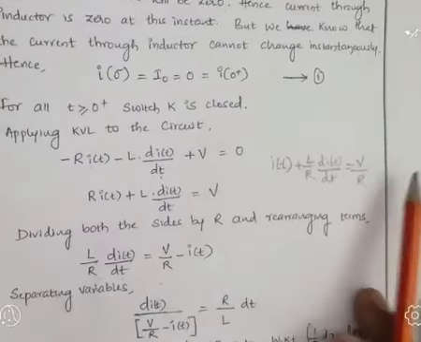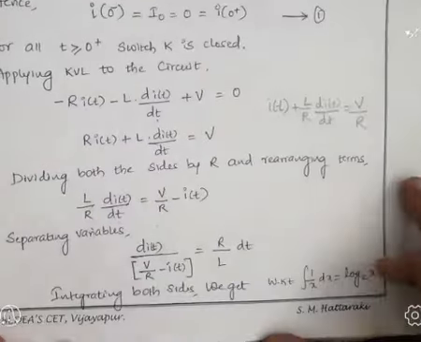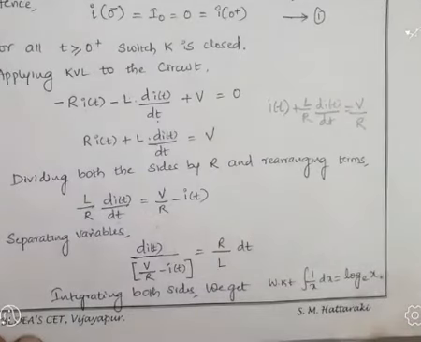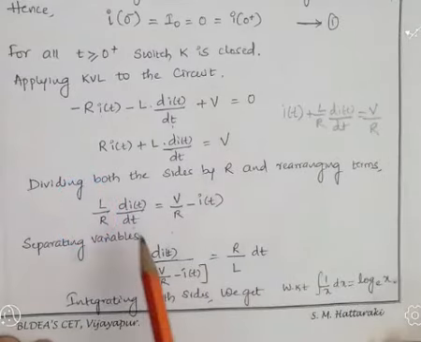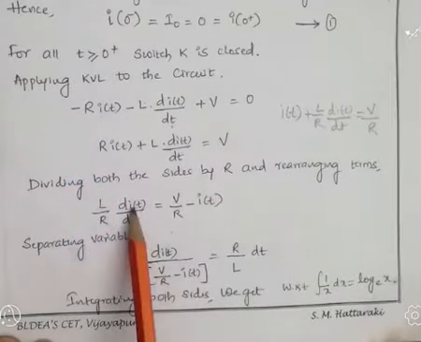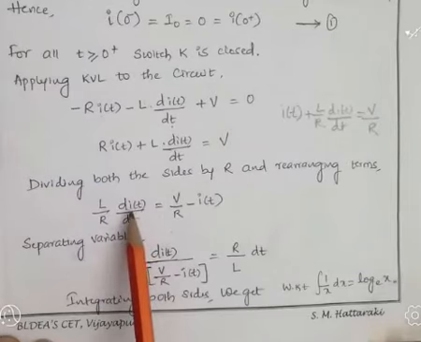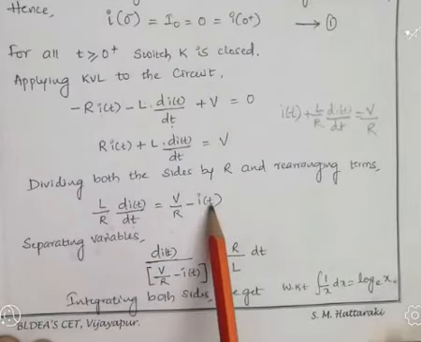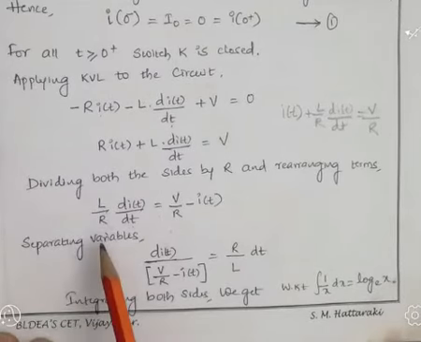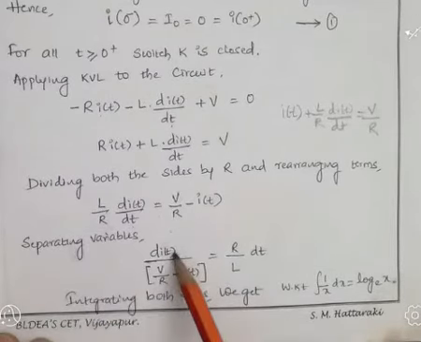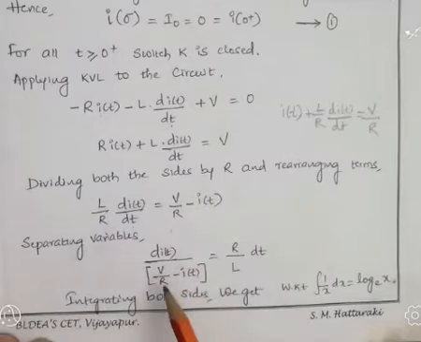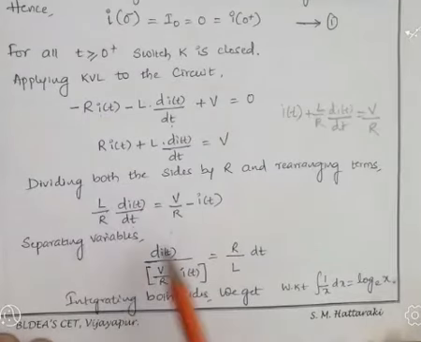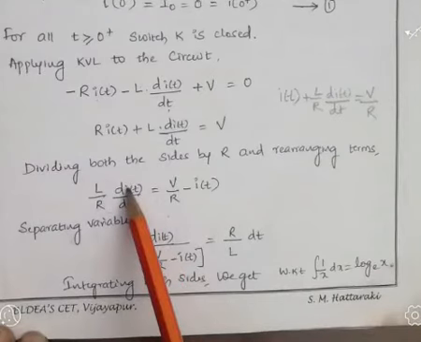Okay, fine. Next, separating the variables. Separating the variables means what? Observe here, the current term is there, and here also the current term is there. So one side we have to take the current terms. Hence, separating the variables, di(t), this term I will take towards the LHS, that is di(t) divided by V by R minus I(t). And if you take towards the RHS, it becomes R by L into dt. Current term is there, no? Correct. Here also the current term is there.